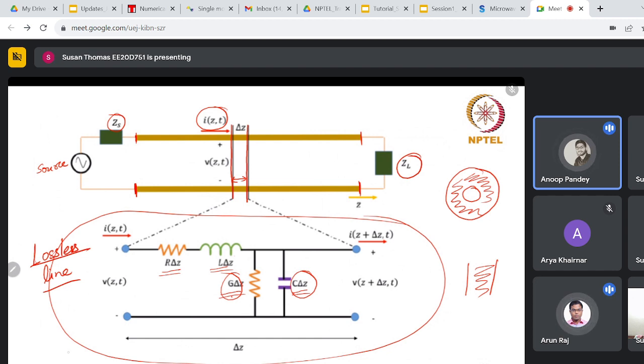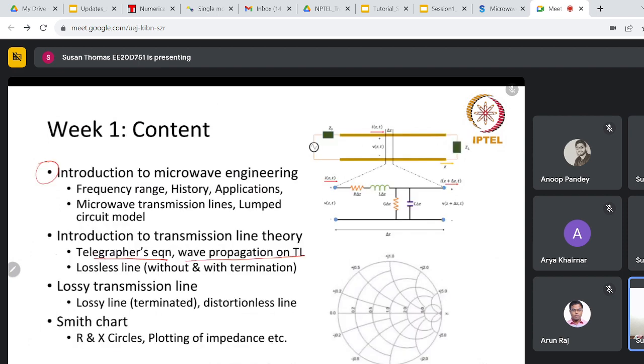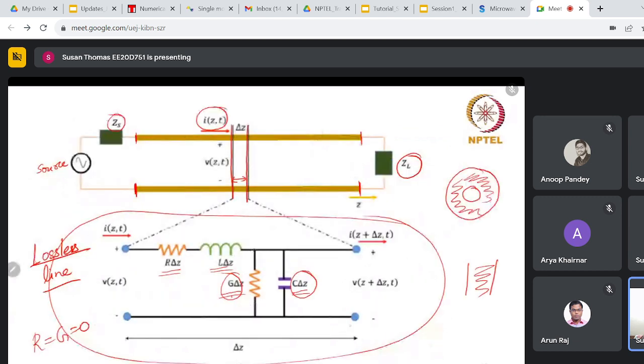Ma'am, in a lossless line, R and G will be 0. Yes, exactly. So that is your lossless line, with and without termination. So in this case, you have a termination, ZL, or not, that is the other thing.